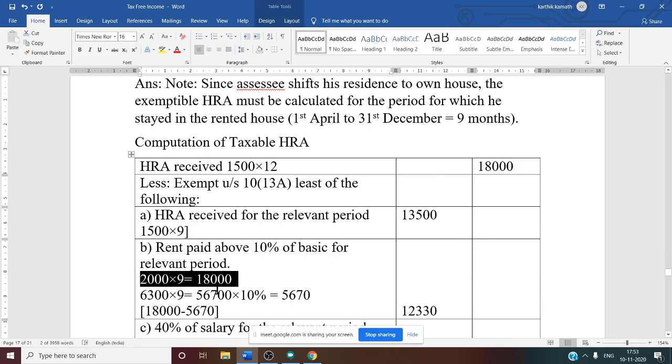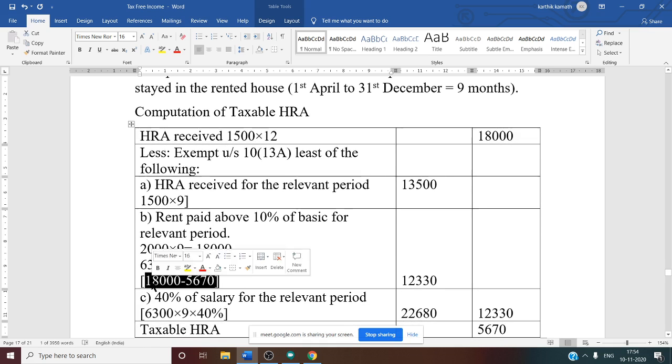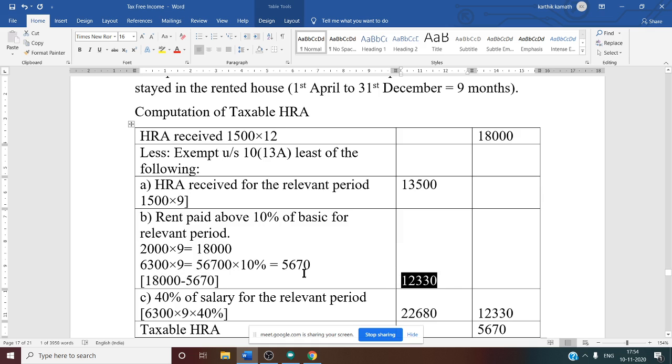Now we want salary. How to calculate salary? 6300 is the basic. Again we have to calculate for 9 months: 6300 into 9, so this is 56,700. 56,700 is the salary, but we want 10% of salary: 56,700 into 10%, the answer is 5,670. Now the second condition answer, rent paid minus 10% of salary, is 18,000 minus 5,670, that is 12,330.